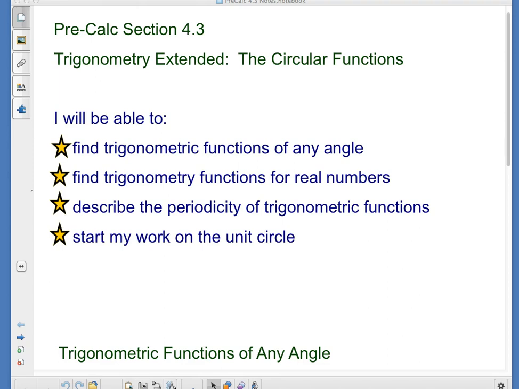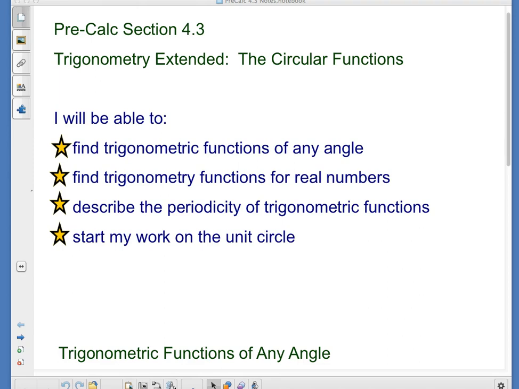We're still going to think about cofunctions because that'll help us find some answers when we slow down and go, I don't know what I'm doing. So we can talk about that too. But really what we're looking at today is a rehash of what we've done so far. You're going to see a little bit of everything today or tomorrow. I will be able to find trig functions of any angle, find trig functions for real numbers, describe the periodicity of trig functions, and start my work on the unit circle. And you guys started that a little bit on last night's homework.